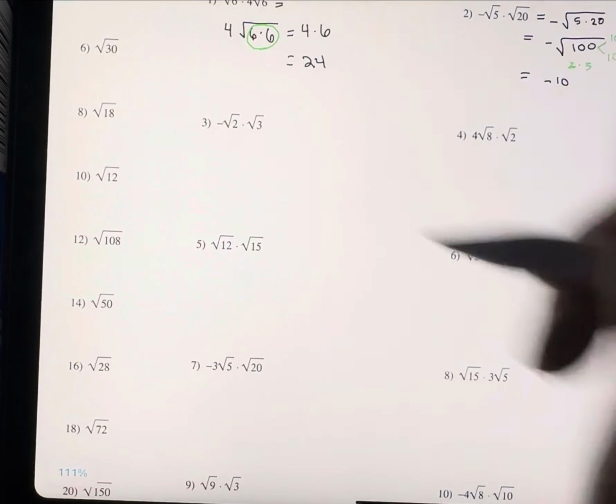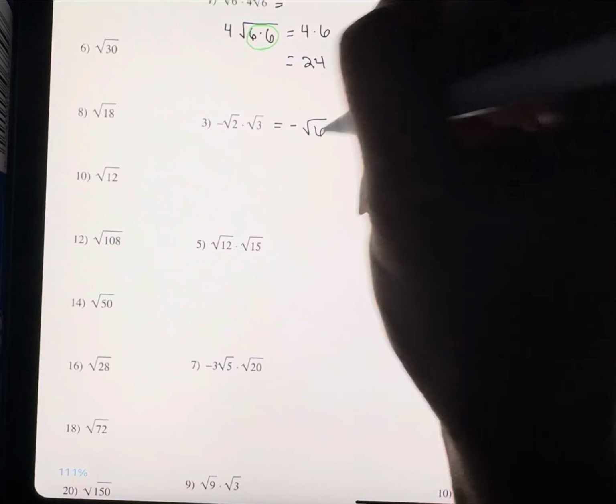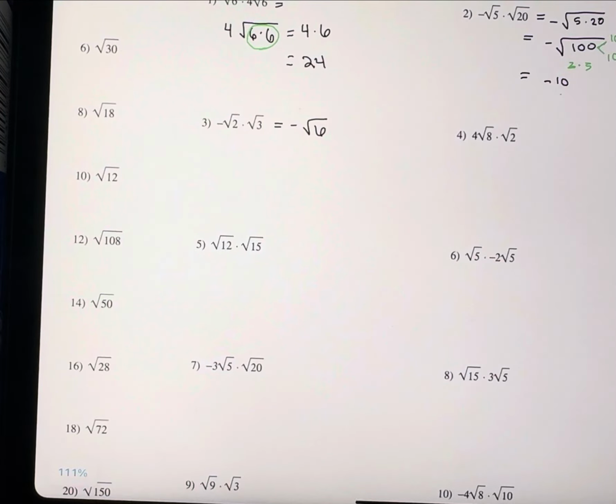So, negative radical 2 times radical 3 will be negative radical 6. And that's not going to reduce. 4 times radical 8 times radical 2 will be 4 times radical 16. And since radical 16 is 4, I multiply that by the 4 I already had, and the final answer here is 16.